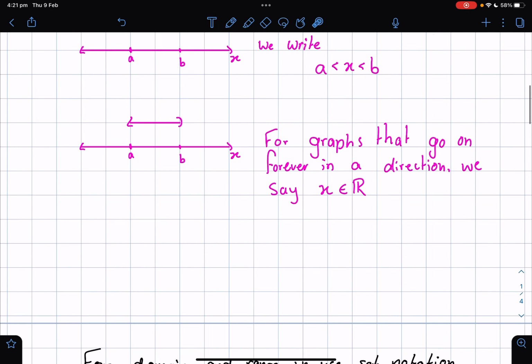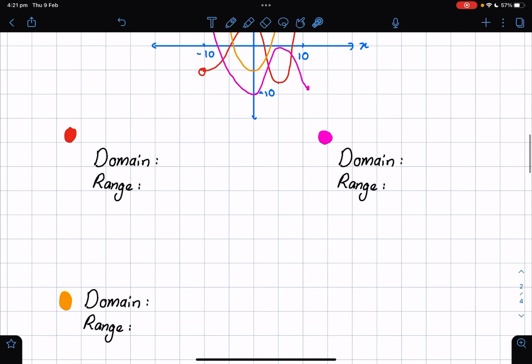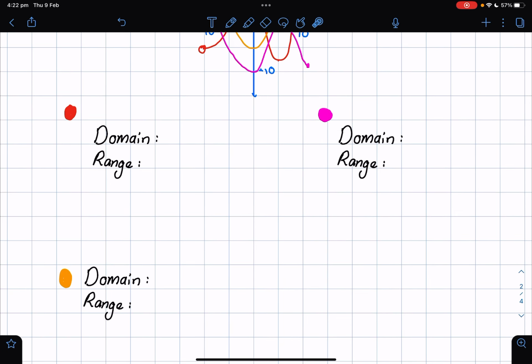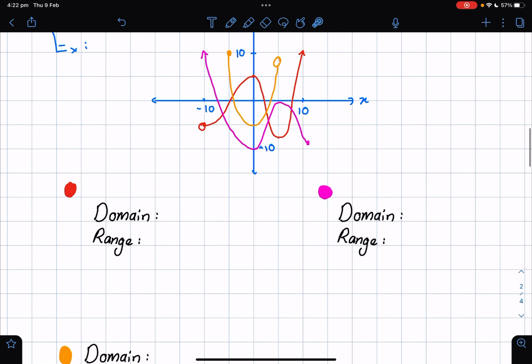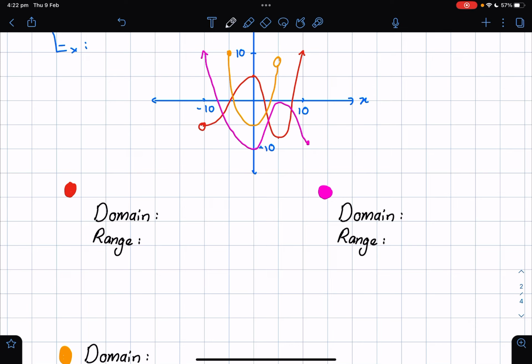All right. So let's do an example. I've got three functions here, the red, the pink, and the orange, and we're going to write the domain and range for each function. So for the red one, let me just jump back to black. We need to look at the domain, which is our x values. We write x such that, and then we write the condition for x.